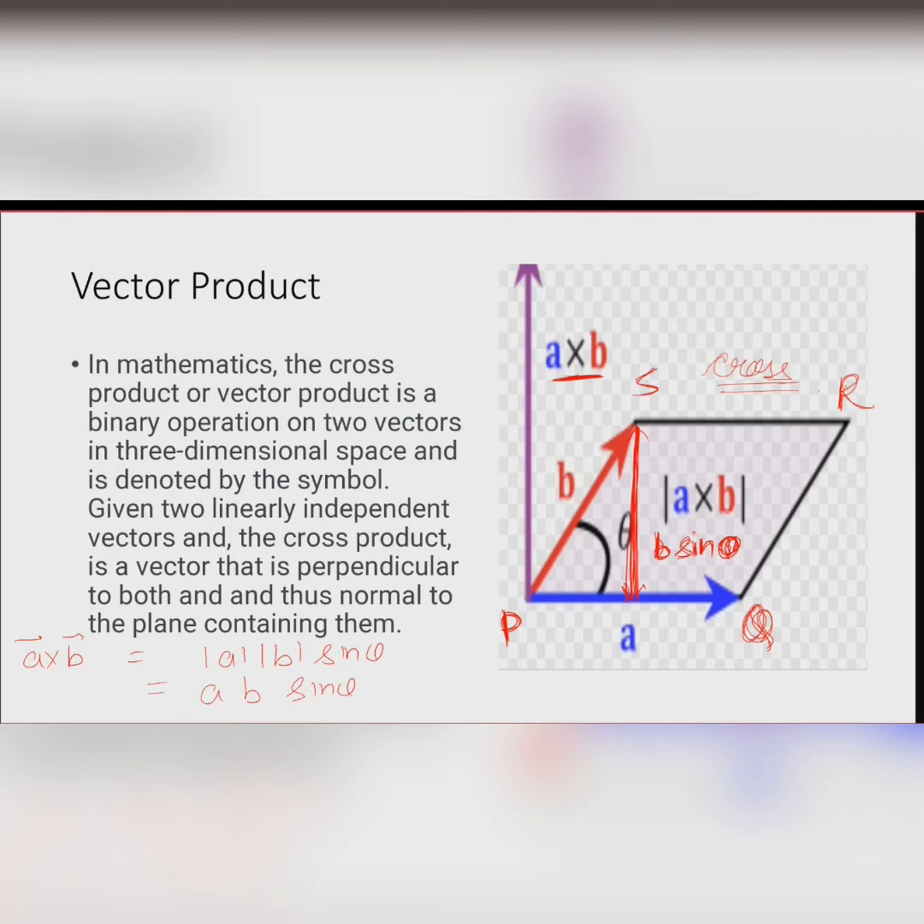Basically, when I'm finding the vector product of two quantities, it gives me the area of the parallelogram which is formed by those two vectors as the adjacent sides. That is the physical aspect, what it is actually giving me. It is giving me the area of the parallelogram which will be formed when these two vectors are taken as two adjacent sides of a parallelogram.